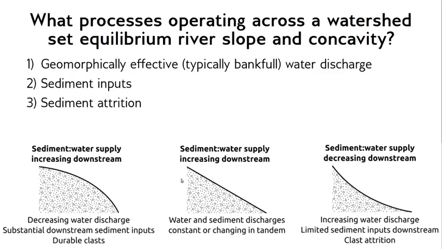If we have a system in which the two are increasing at the same rate, sediment and water supply increasing at the same rate, or perhaps sediment and water supply are just prescribed at the inlet of the river and don't really change downstream, then we might expect this long profile to be straight. And if the water supply is increasing as we go downstream faster than the sediment supply increases, we might expect the river to have a concave up long profile like this.